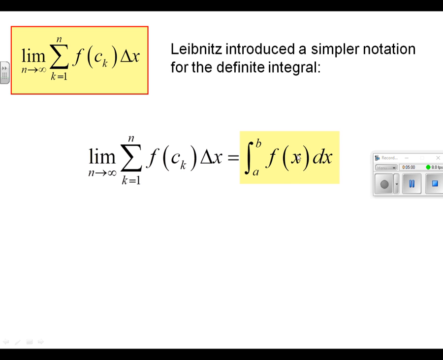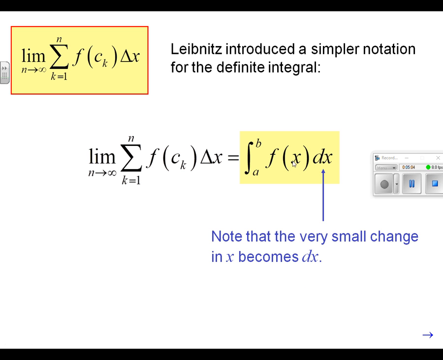Okay, f of x is referring to the function we're trying to find the area under. And then these dx's are the very small changes. This delta x becomes dx. So it's kind of like his notation was you're going to multiply this times this, and it gives you areas. And as these approach smaller and smaller values, that approaches the actual area. I'm going to pause right here.